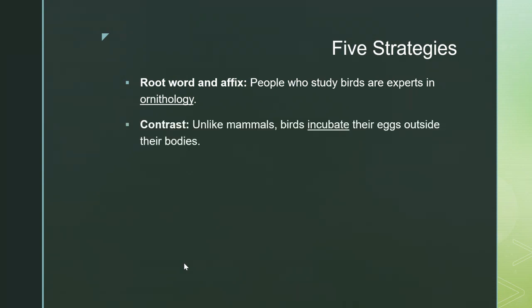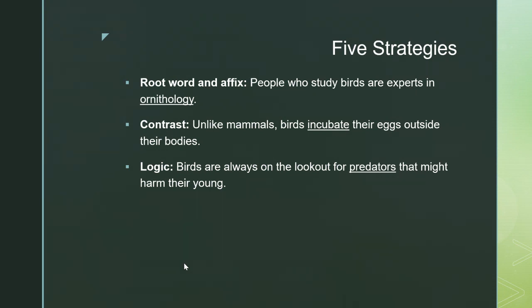The second strategy is contrast. Look for those transition words like in comparison, in contrast, unlike. So, unlike mammals, birds incubate their eggs outside of their bodies. So, mammals incubate their eggs inside of their bodies. So, I guess incubate has to do with how birds grow their babies in eggs.